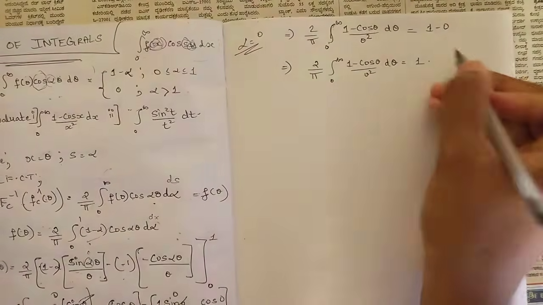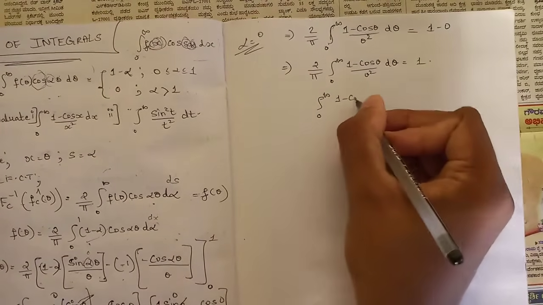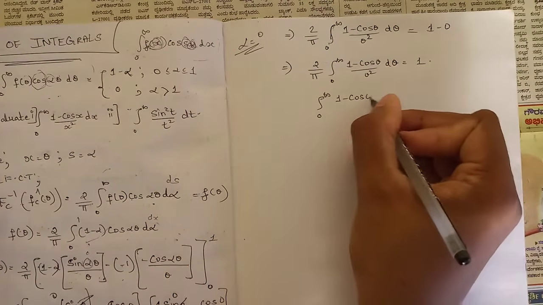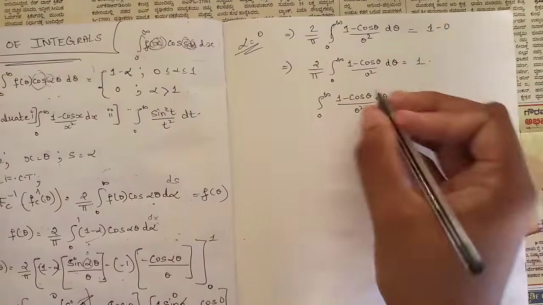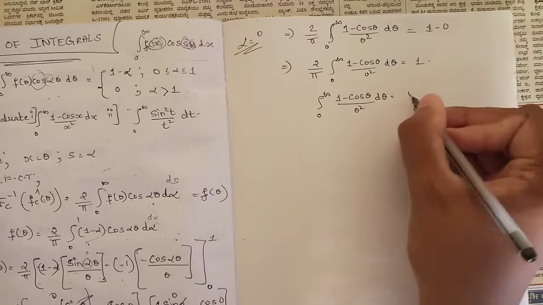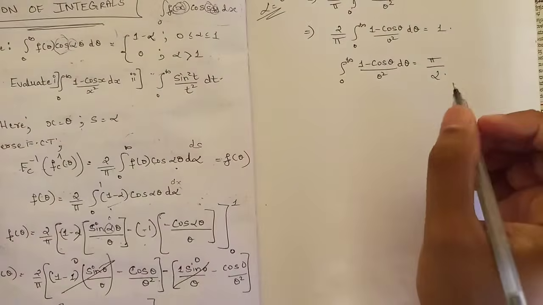So now bring this 2 by pi to the other side, that is, integral 0 to infinity (1 minus cos theta) by theta square d theta is equal to, there is 1, right? So if we bring this to the other side it would be pi by 2. So now again we have nearly completed the problem.